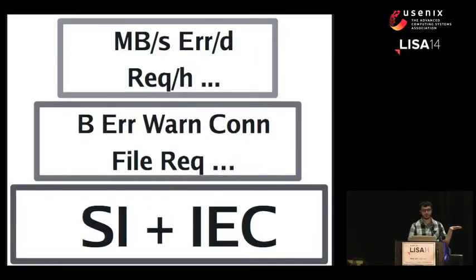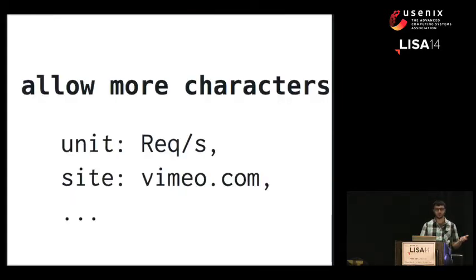Specifically for units, we base ourselves on some existing standards, and then we add units that we need in our field of IT, like bytes, errors, warnings, connections, and so on. And then, of course, you can make compound units, like megabytes a second, errors per day, requests an hour, and so on. Another goal is to be less restrictive on which characters you can use, because, for example, slashes can be very useful in your units, or dots can be very useful in your values.